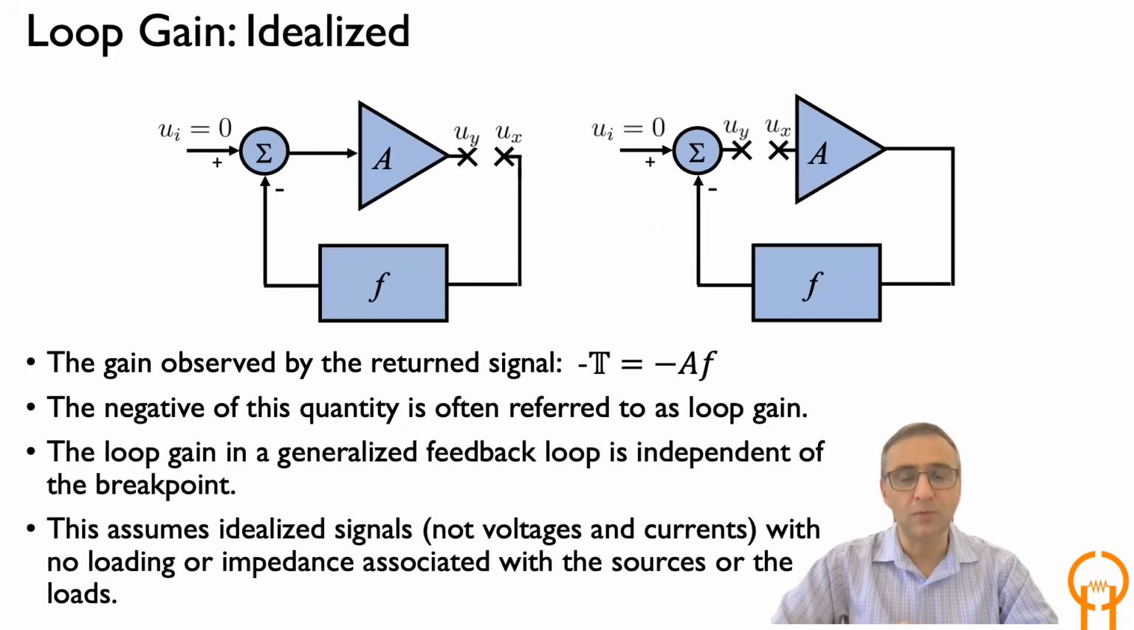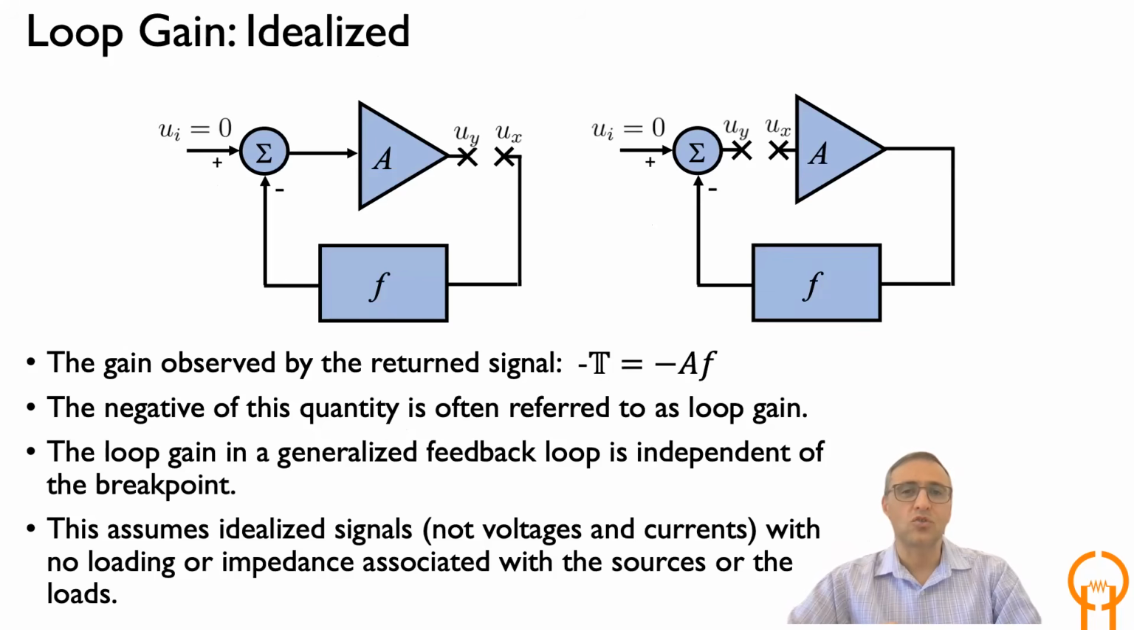Now, the idealized concept of loop gain is shown here. If you have a simple system loop, like people show in the system theory analysis of feedback, not necessarily circuit theory analysis, you can break the loop at any point, apply a signal UX, and see what comes back. The ratio of what comes back to what goes in is negative AF, no matter where you break this loop.